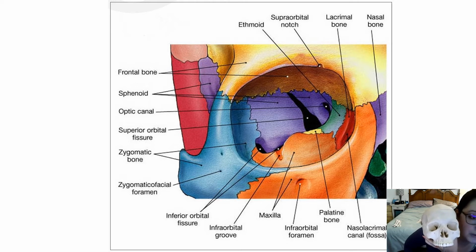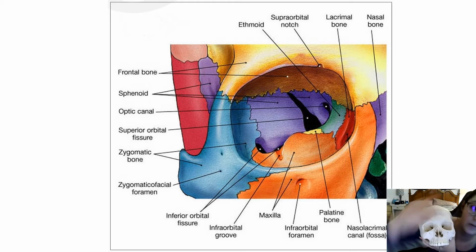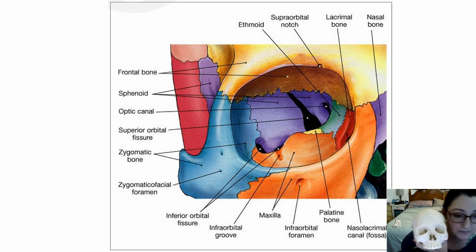So going around from the top, we do have the frontal bone. We have the zygomatic bone. We have our maxilla. And then on the inside, at the very back, we have the sphenoid. Moving over, we have the ethmoid. And then last but not least, we have the lacrimal bone. And of course, that little piece of the palatine bone.